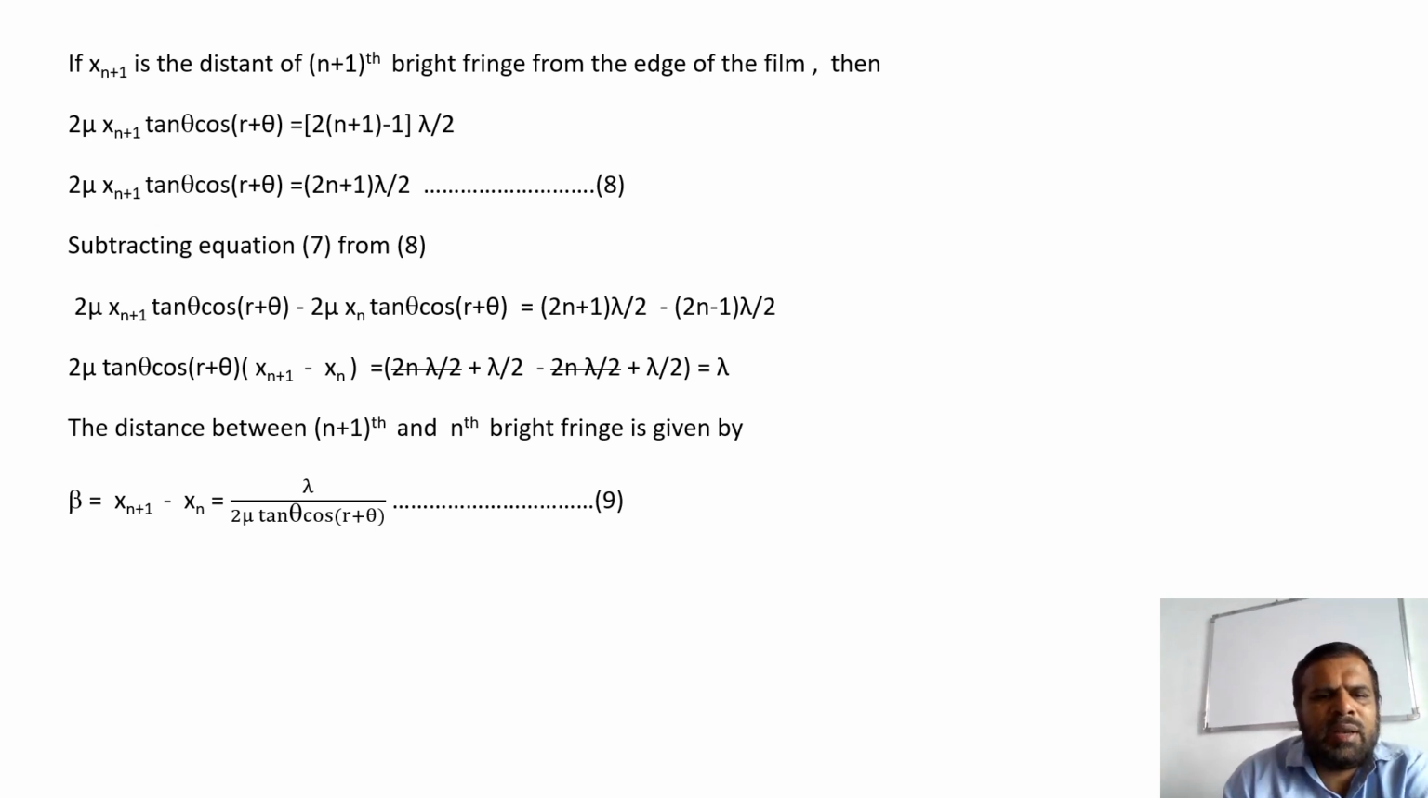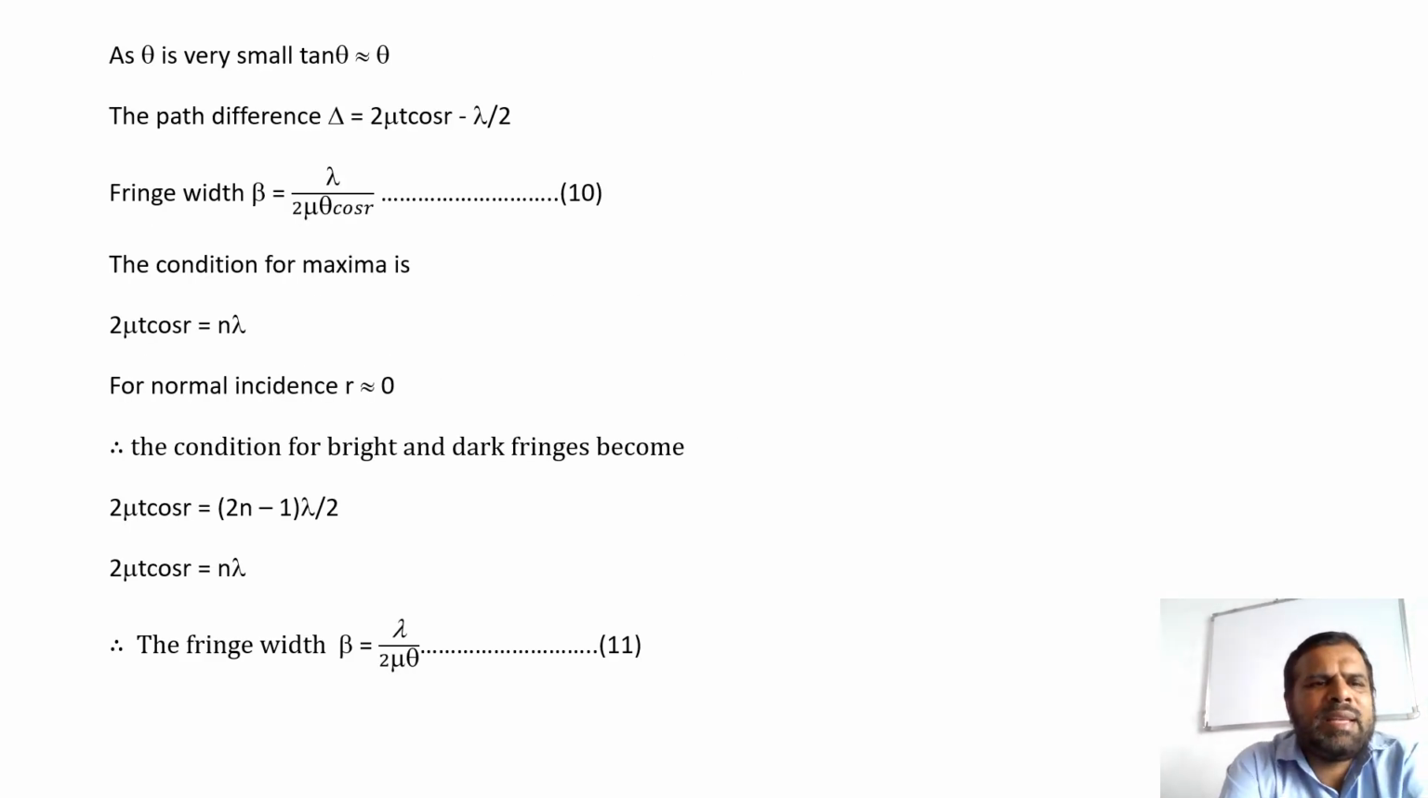Call this as equation number 9. As theta is very small, tan theta can be taken as approximately equal to theta. The path difference delta is equal to 2 mu t cos r minus lambda by 2. Fringe width beta is equal to lambda divided by 2 mu theta cos r. The condition for maxima is 2 mu t cos r is equal to n lambda. For normal incidence, r is approximately equal to 0.